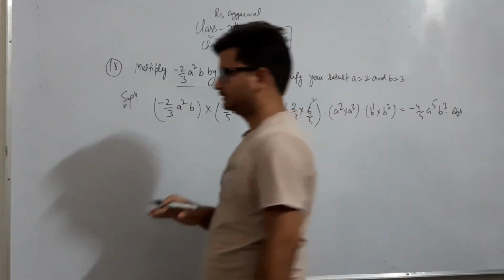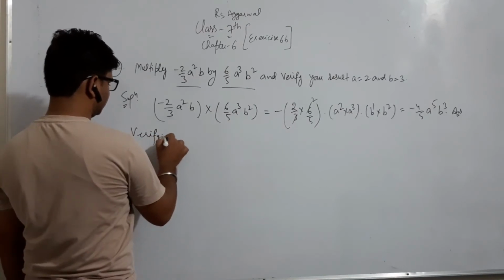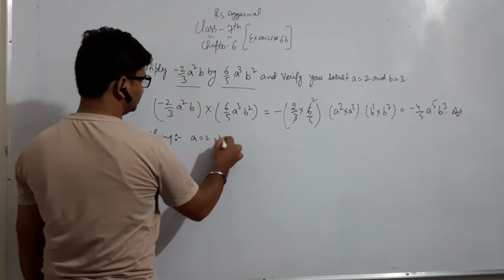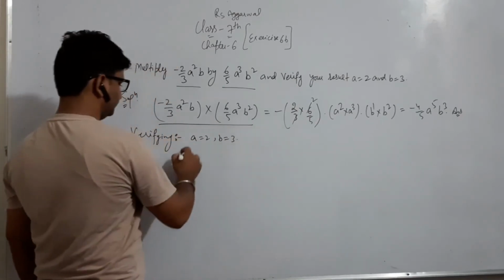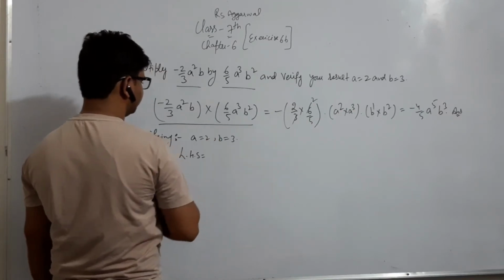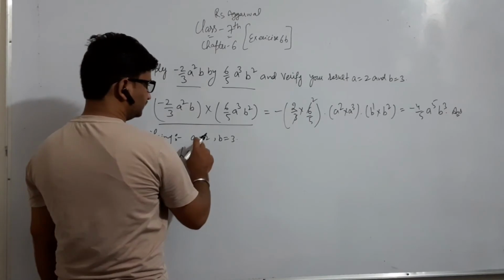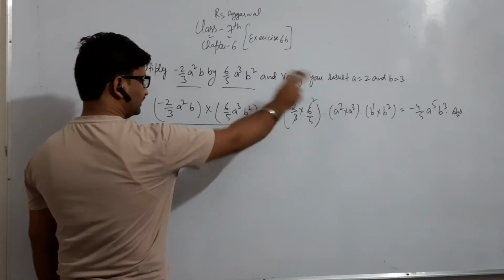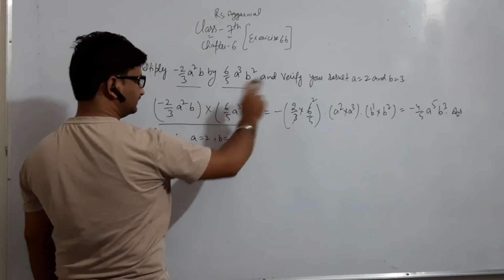Now we verify the result. How do we verify? We verify at a equal to 2 and b equal to 3. This is the left hand side of this question, which is given, so we put in the left hand side the values a is 2 and b is 3. That is the right hand side, and we have to prove that left hand side is equal to right hand side.